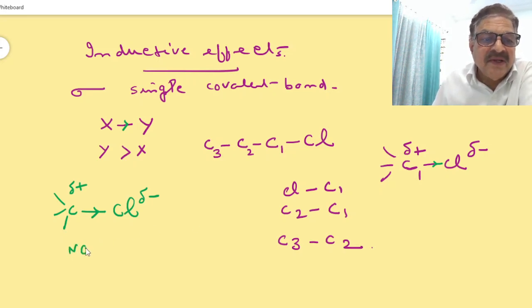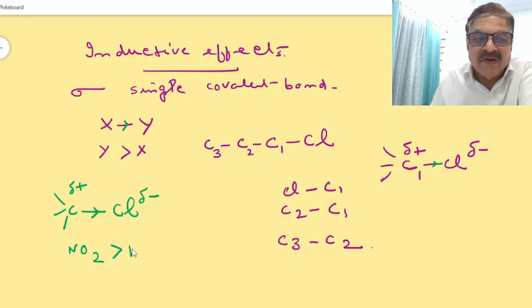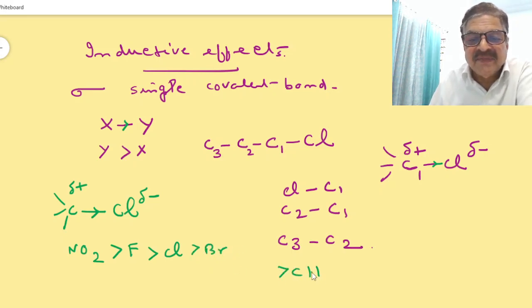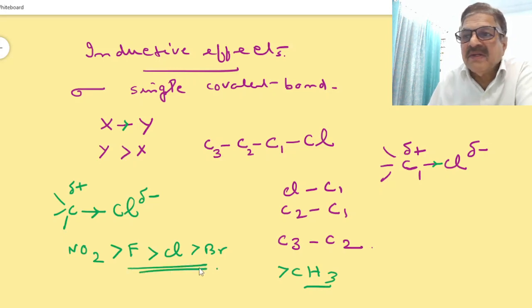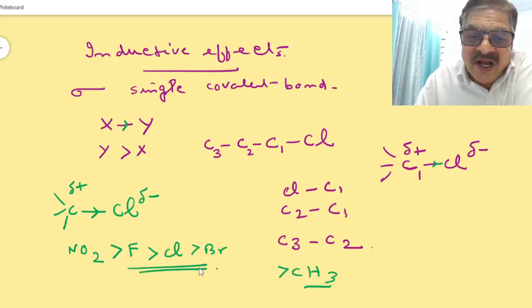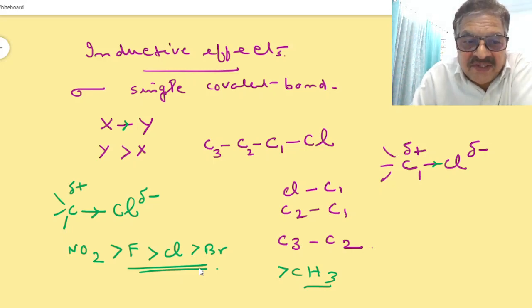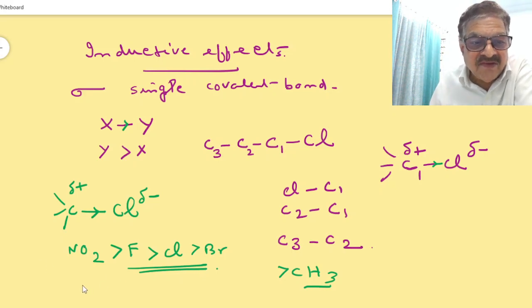So the order will be, say, the nitro group, which is more electron withdrawing, or fluorine, then we have chlorine, finally bromine and so on. It will go down, finally to CH3. This is the series. The inductive effect may be due to atoms or groups. This is the order of decreasing inductive effect. Therefore, the NO2 group has the highest inductive effect. Then comes fluorine. So as we go this way, it is decreasing inductive effect.